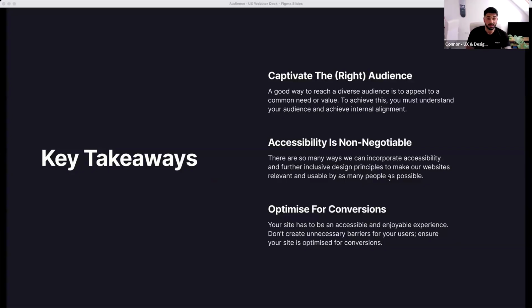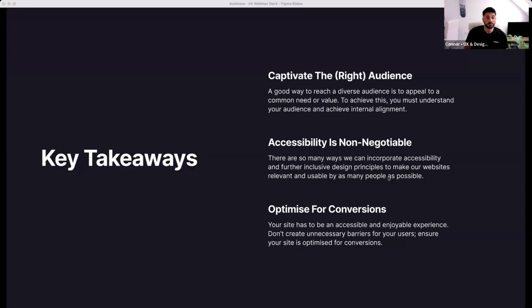So I just want to summarize with some key takeaways from today, because I know I've waffled on about quite a lot here. So the first part is captivate the right audience. The best way we can reach a diverse audience is to appeal to their common need or common value. But in order to achieve this, we need to take user research to help understand our audience. And none of this is possible if we aren't aligned in our own internal goals, and we can't manifest our own internal aims and ambitions on the website itself, because it's just going to end up being counterproductive.